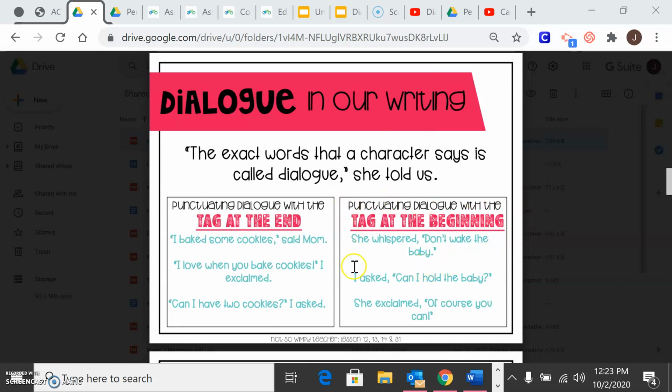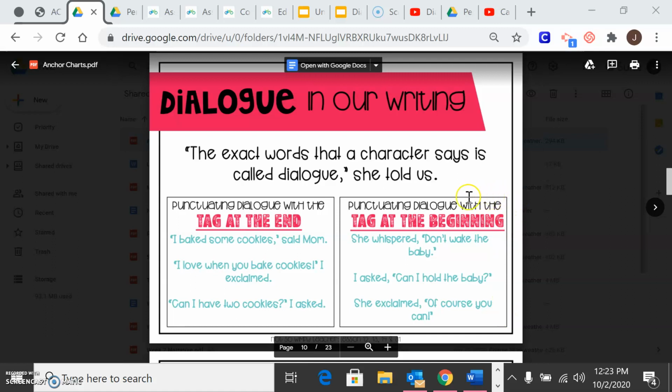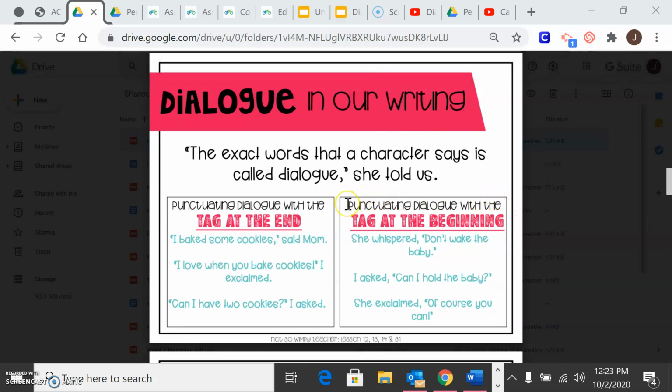So this right-hand box. Okay, so I want you to pay close attention to where our quotation marks are and our periods, commas, question marks, and exclamation points. Okay, so our tag is "she whispered" on this first one, comma, "Don't wake the baby." Okay, so our quotation marks are around "Don't wake the baby" because that is what she is whispering.